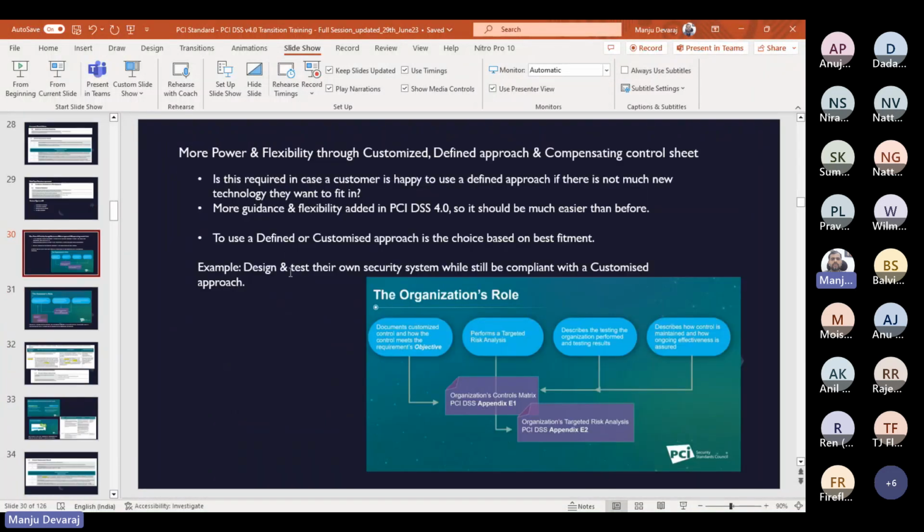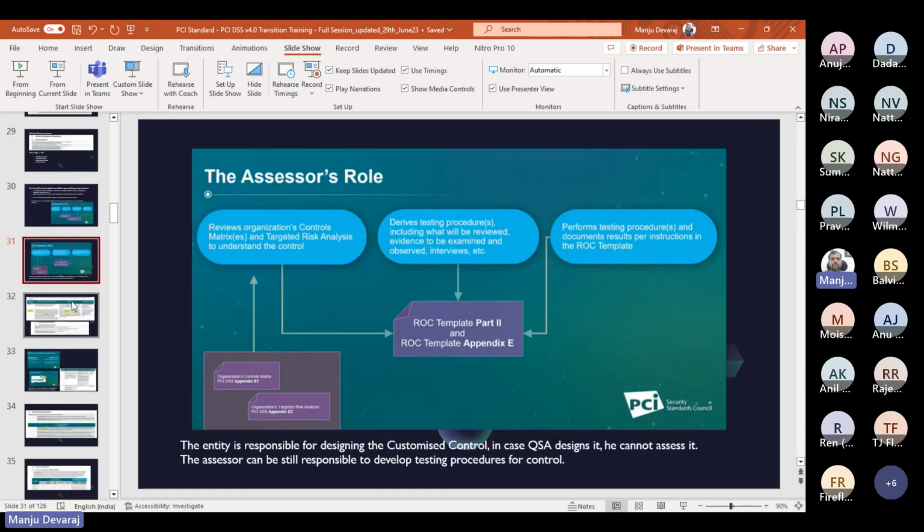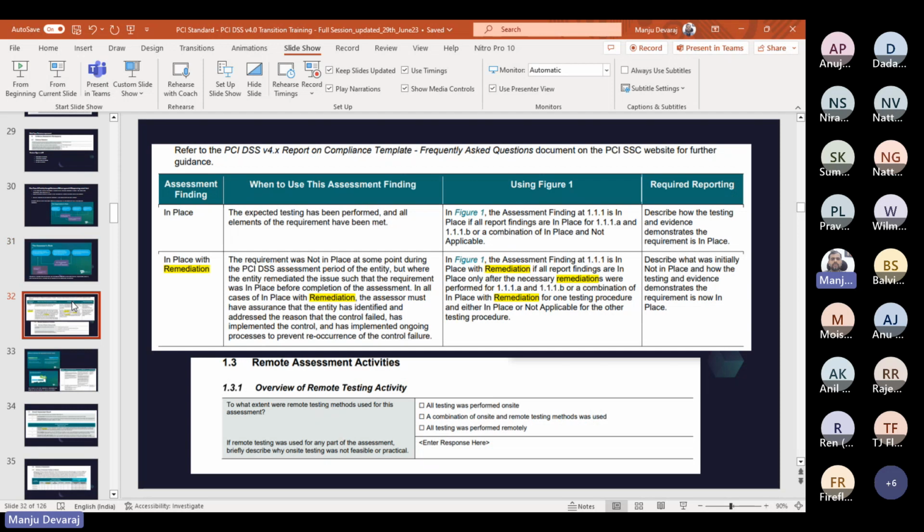We did speak about the entities going through version 4.0 having to go through a stringent process of filling up the control matrix for all the customized or innovative products they have. We did speak about both the roles, as an assessor and as an entity going through the PCI DSS assessment.